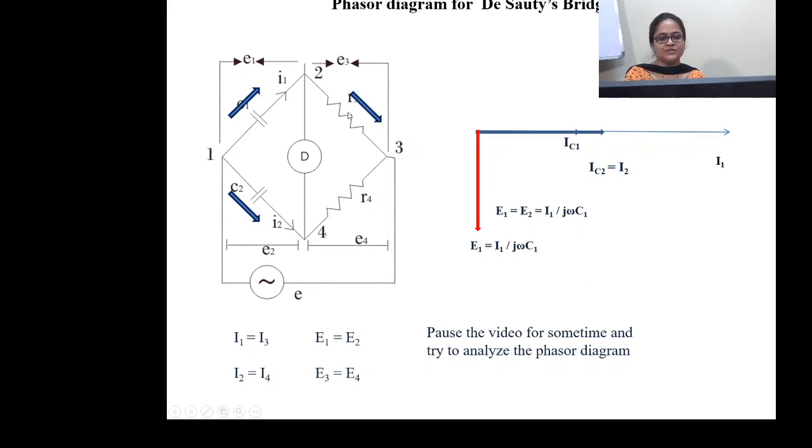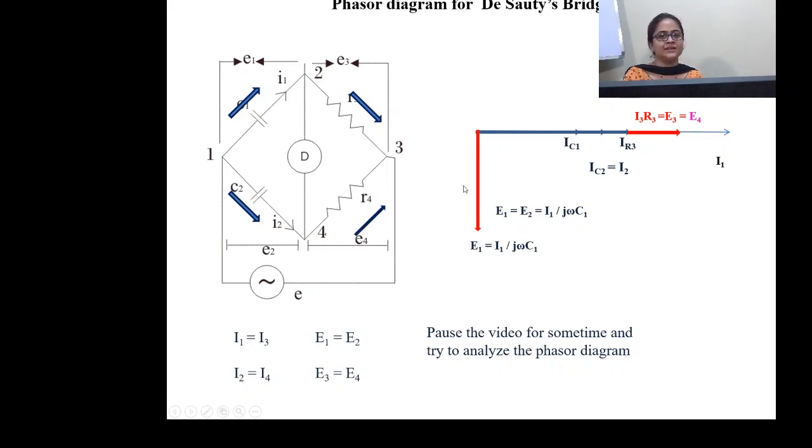Okay, now let us go to I3 branch. I3 is the same current as that of IC1. So voltage will also be in phase, denoted by E3. Immediately write down E3 equals to E4. We have all the four voltages.